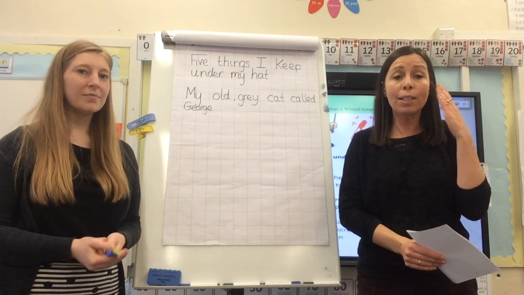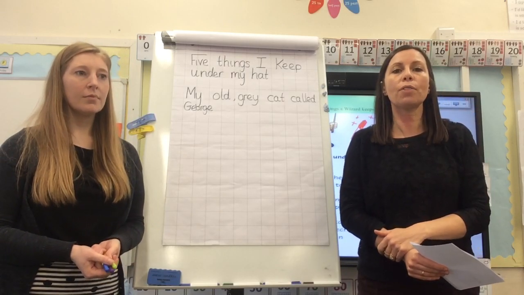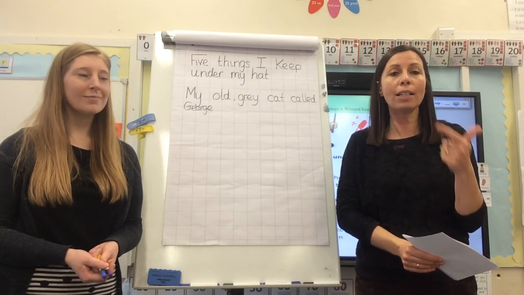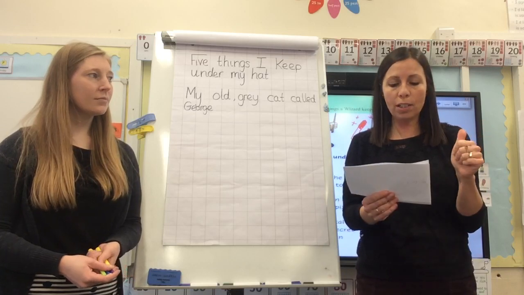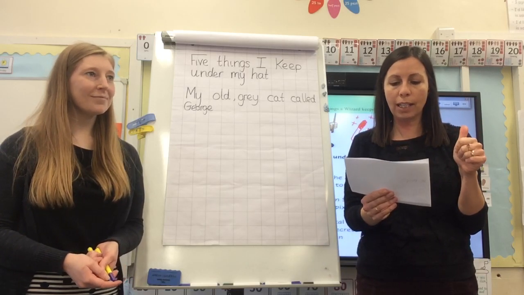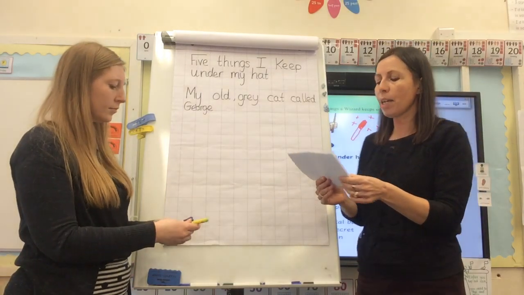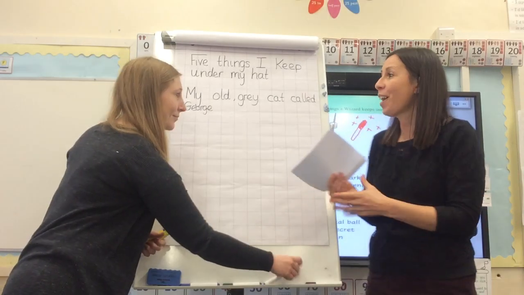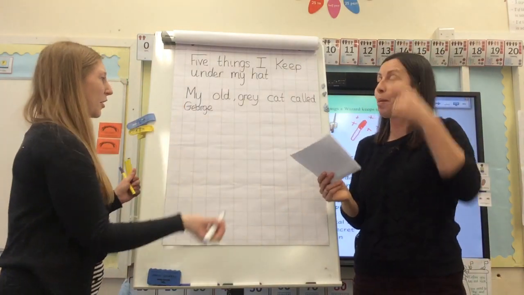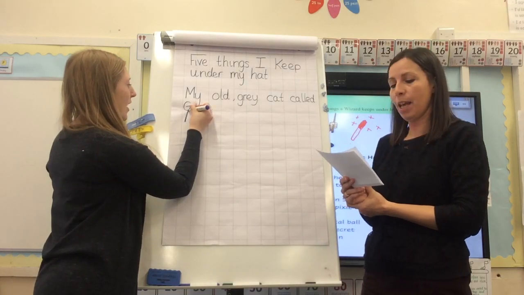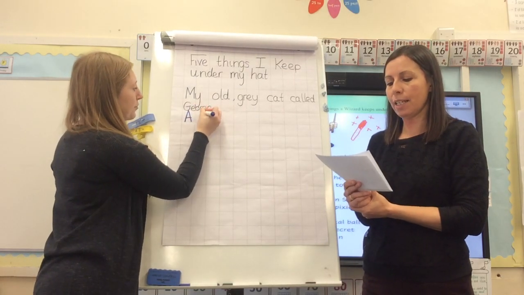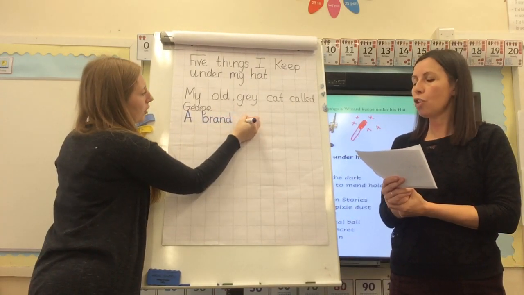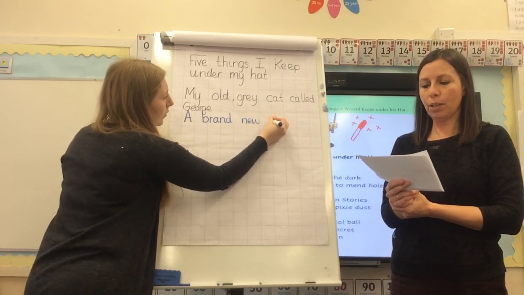Now, I had a little think for this idea. What do I love doing? What are my favourite things to do? And I know that my favourite things are cooking and swimming. So my first idea is about food and cooking. So I would really love to put under my hat a brand new recipe book. I love cooking, so a brand new recipe book would definitely go. Brand new recipe book.